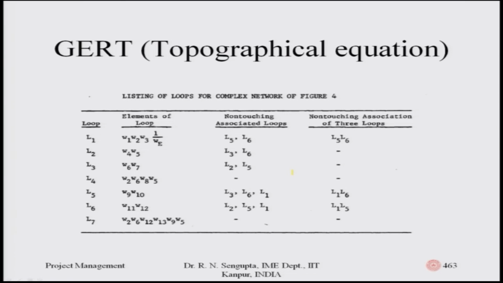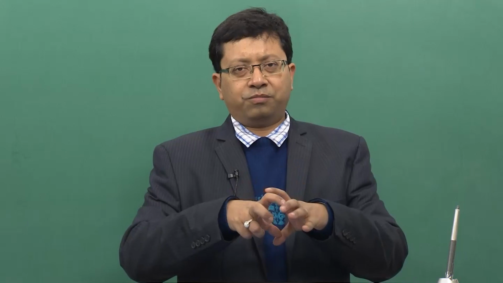So, if you can find out those values, they can be calculated, and the non-touching associated loops and the non-touching associated 3 loops can be correspondingly found out. So, what you have done, if you have complicated network loops, you have basically divided them into parts and found out the equivalence of the loops which are numbered from L1 to L7.